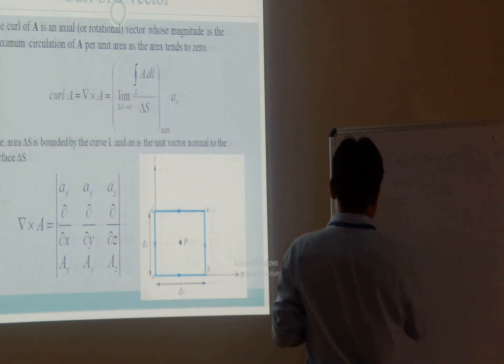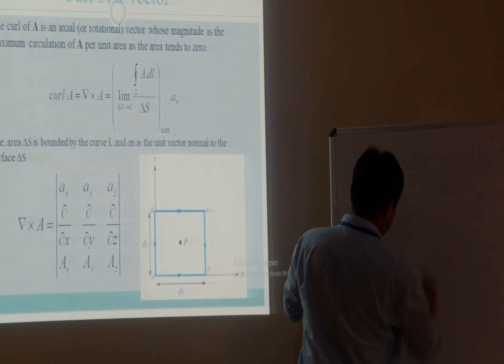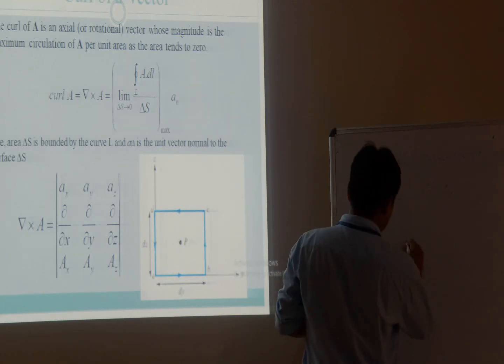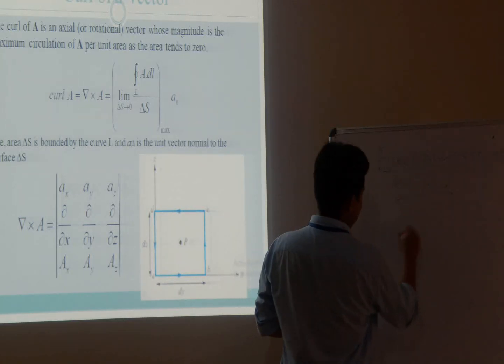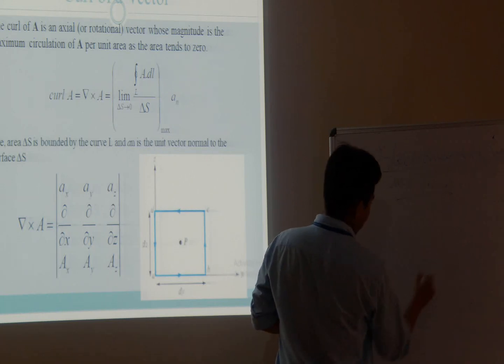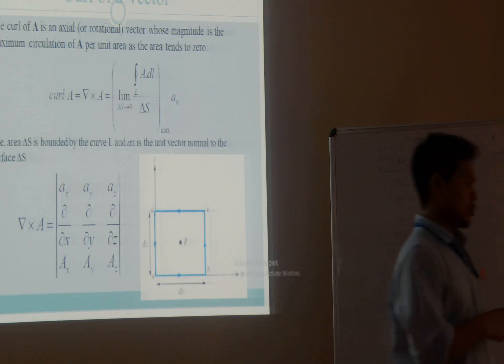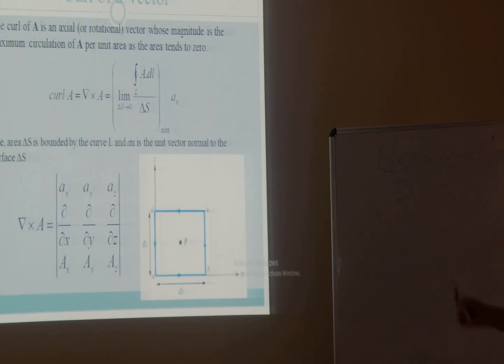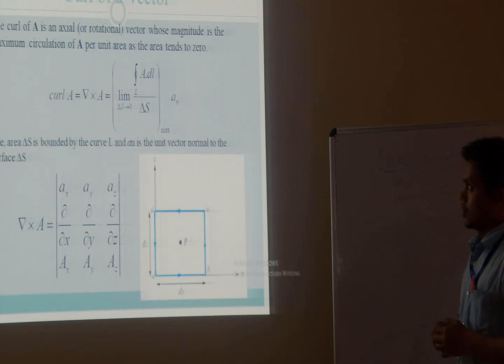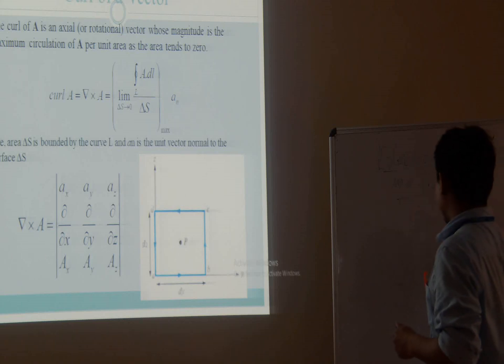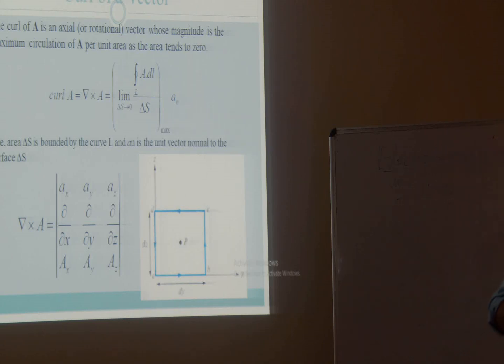So for example, current is flowing in a conducting wire, say I. So around the wire a magnetic field is generated. That is a rotational field. So in the case of the magnetic field, we can say that there is no source or there is no sink.